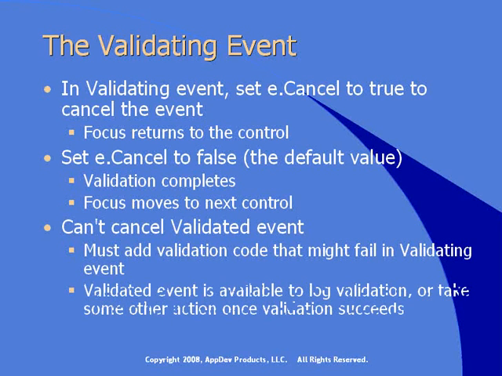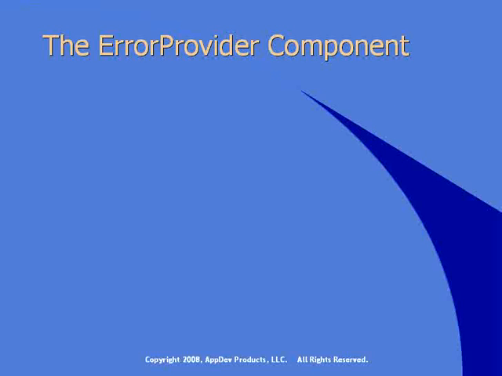The validated event, that is the one that can't be canceled, is available so you can log the validation or take some other action once the validation succeeds. If the validating event fails, the validated event won't occur. Now that's not enough. You also need some way to indicate to the user that the validation failed. And this is where the error provider component comes in.